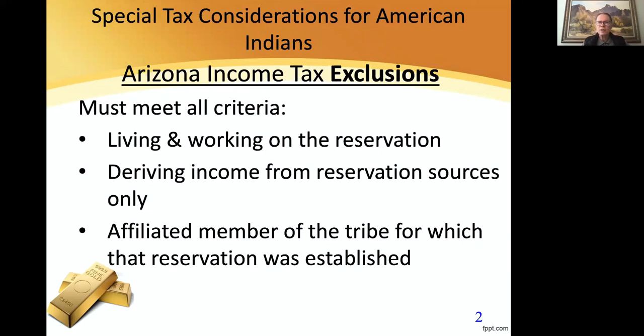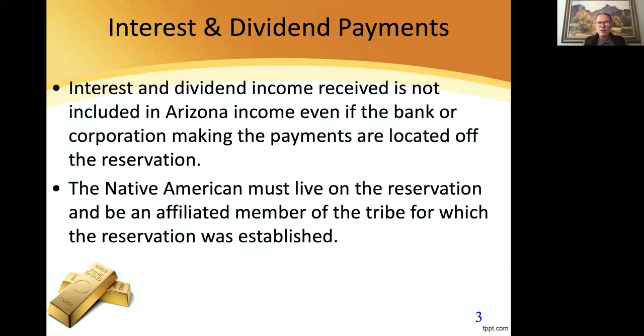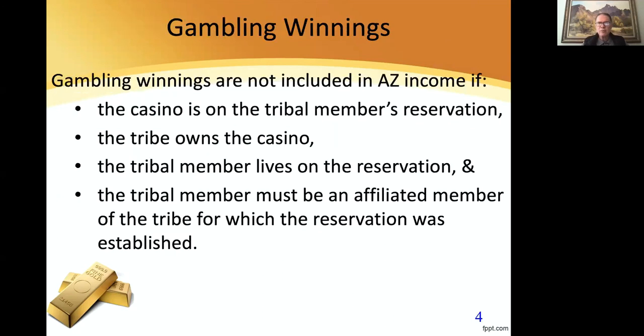Part of that was we would exclude their income if they met these three conditions. So if interest and dividend income is received, it's not included in Arizona income, even if the bank or corporation making those payments is located off the reservation. But the Native American has to live on the reservation and be an affiliated member of the tribe for which the reservation was established. Now, gambling winnings are not included in Arizona income if the casino is on the tribal member's reservation, the tribe owns the casino, the tribal member lives on the reservation, and the tribal member is the affiliated member of the tribe. If those conditions are met, their gambling winnings are not included in Arizona income.